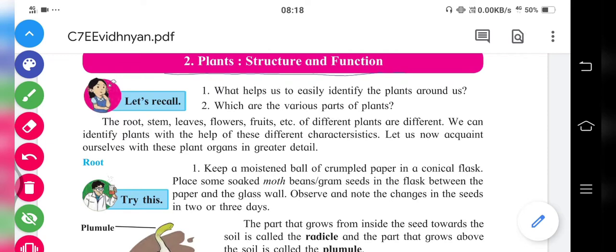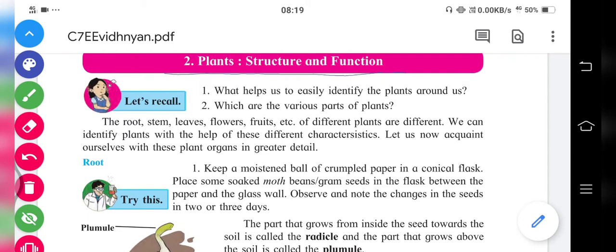The first question that arises in your mind is: what helps us to easily identify the plants around us? Obviously, their classification helps us identify which type of plant it is. Next, which are the various parts of a plant? That is important here.